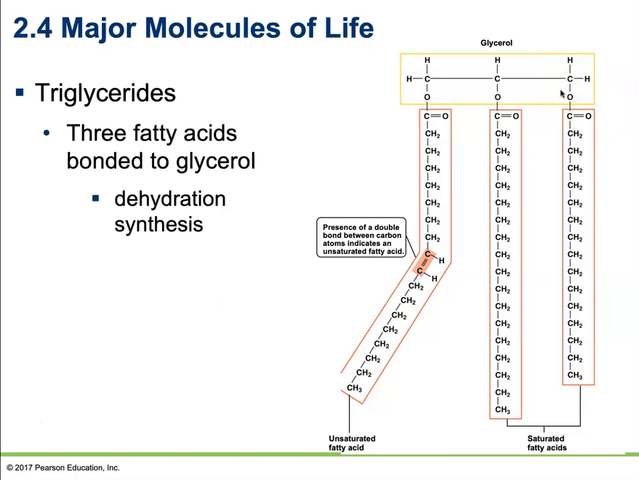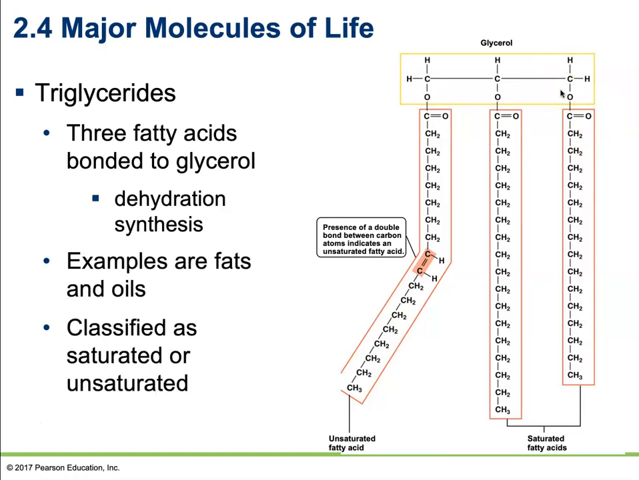Now the interesting thing is, examples are fats and oils. Both fats and oils are considered to be triglycerides, but they can be classified as either saturated or unsaturated fatty acids. And here's the interesting thing. The difference between a saturated and unsaturated fatty acid has to do with the presence of double bonds.